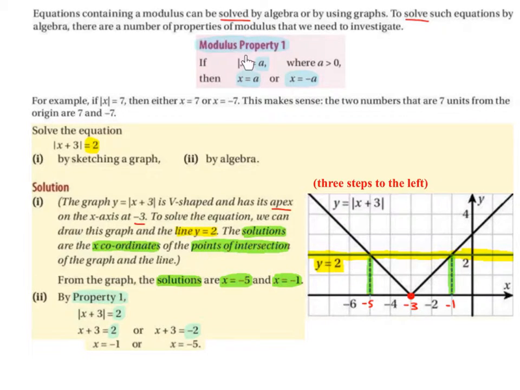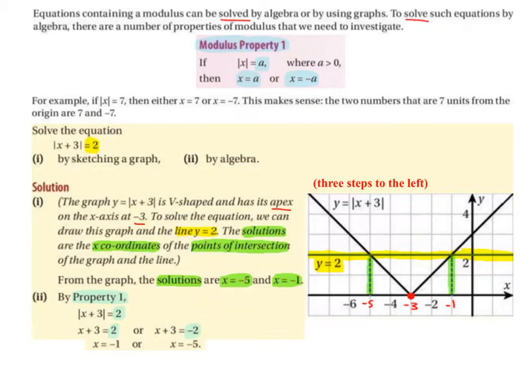So, if the modulus of x is equal to a, where a is greater than 0, then x is equal to a, or x is equal to minus a. For example, if the modulus of x is equal to 7, then either x is equal to 7 or x is equal to minus 7. This makes sense. The two numbers that are 7 units from the origin are 7 and minus 7. So let's have a look at an example.